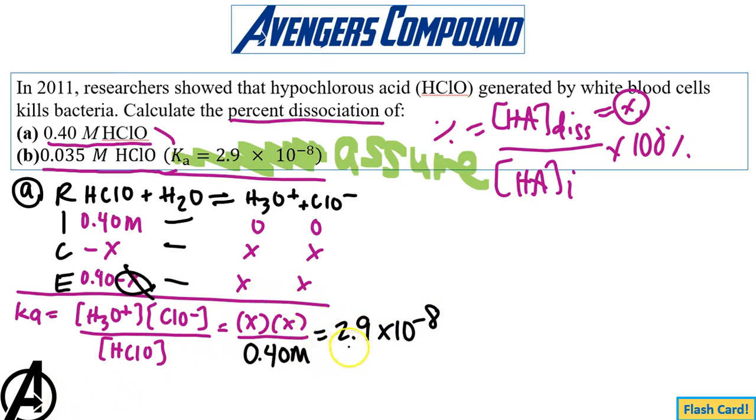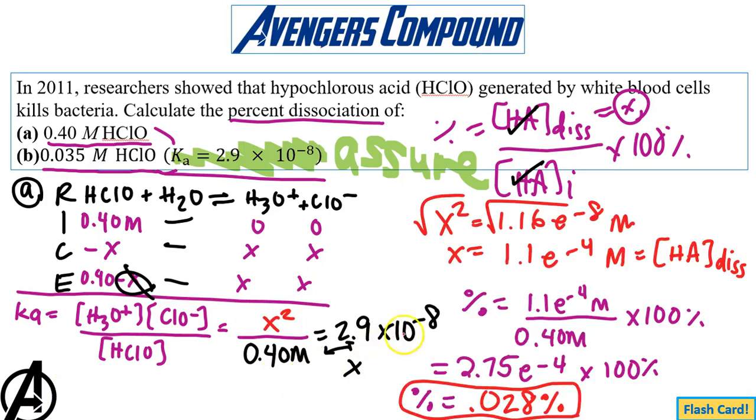Now, what am I going to do? Cross multiply these two numbers, and then take the square root in order to solve for X. Once I've solved for X, I have effectively solved for the H3O+ concentration and my conjugate base concentration, which equals the concentration of my weak acid that was dissociated. And I can use that here. I can take my initial amount that was given here and solve for the percent dissociation.